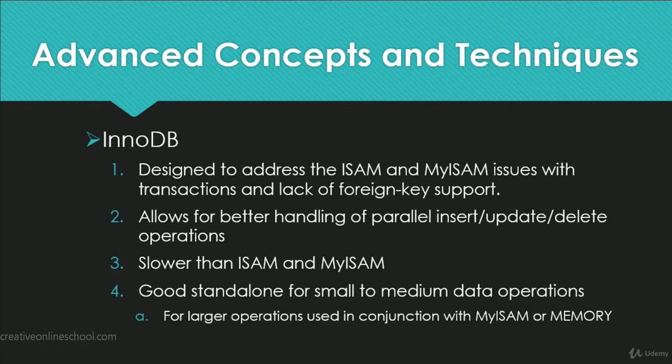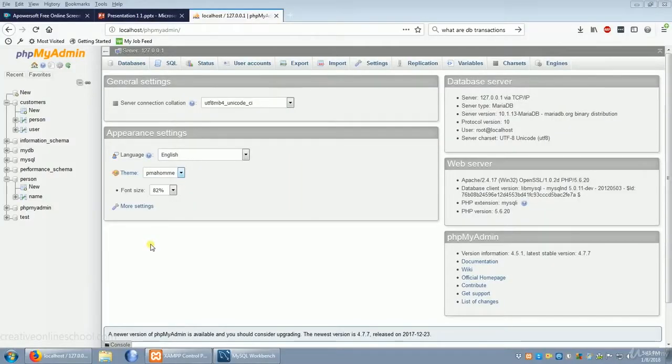As such, it can be very good for small to medium data operations, but if it's too large, it may need to be used in conjunction with MyISAM or memory, so that you can run the selects from there and then do the rest within InnoDB. Now that we know a little bit about the engines, let's go over how to change them.